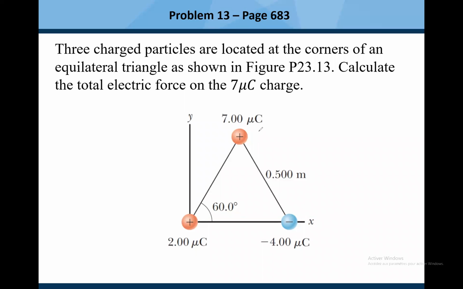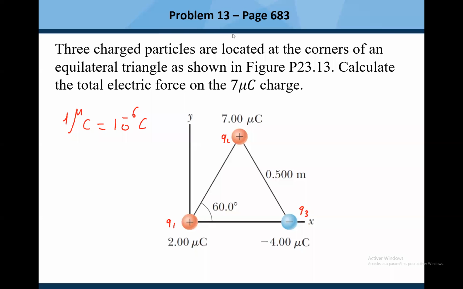Problem 13, page 683. We have three charges located at the corners of an equilateral triangle: Q1, Q2, and Q3. The question is to calculate the total electric force on the charge 7 microcoulomb. So we have to find the forces applied on this charge. You know 1 microcoulomb equals 10 to the minus 6 coulomb.